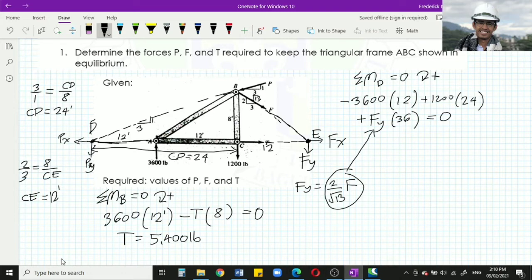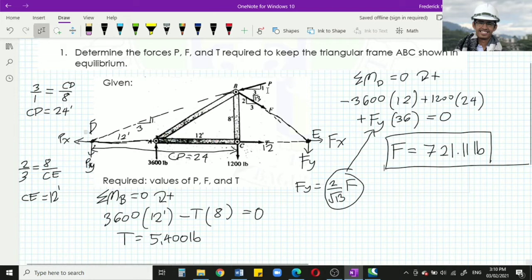So itong 2 over square root of 13 times F, substitute natin dito sa ating FY. So masosolve natin yung force F natin. So solving for F, class, substitute nyo doon sa FY natin. So solving for F, that will be equal to 721.11 pounds. Okay? So nasolve na natin yung force F. So next naman is yung force P.